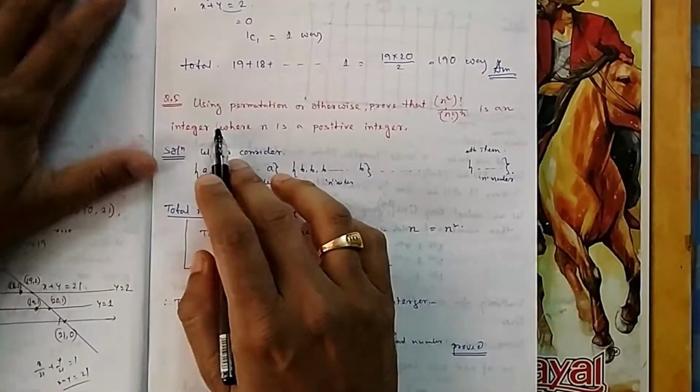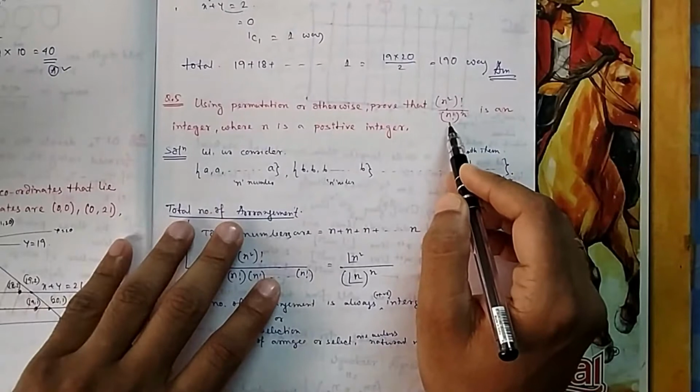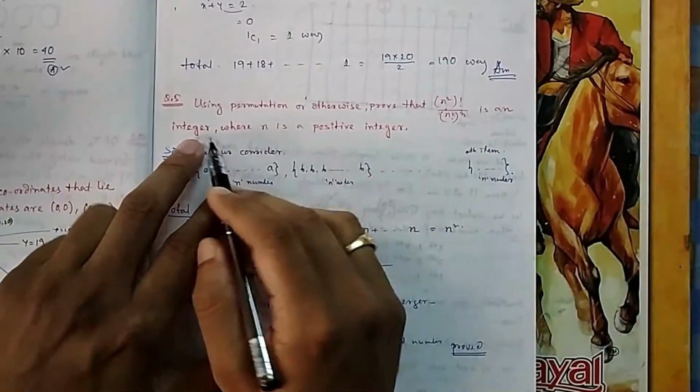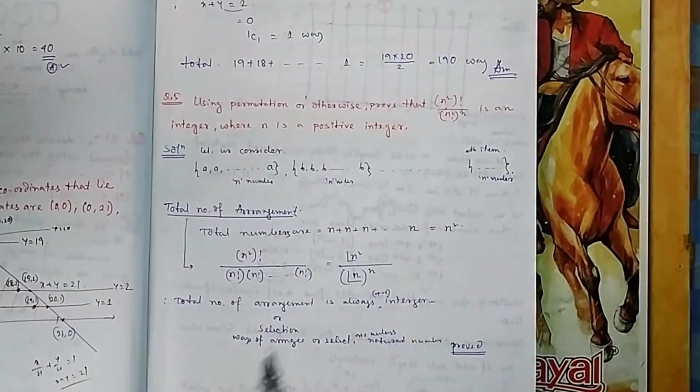Now if you come to question number 5, using permutation or otherwise, prove that n square factorial divided by n factorial to the power n is an integer, where n is a positive integer. So you have to prove it using permutation or otherwise. It is better if you apply permutation.